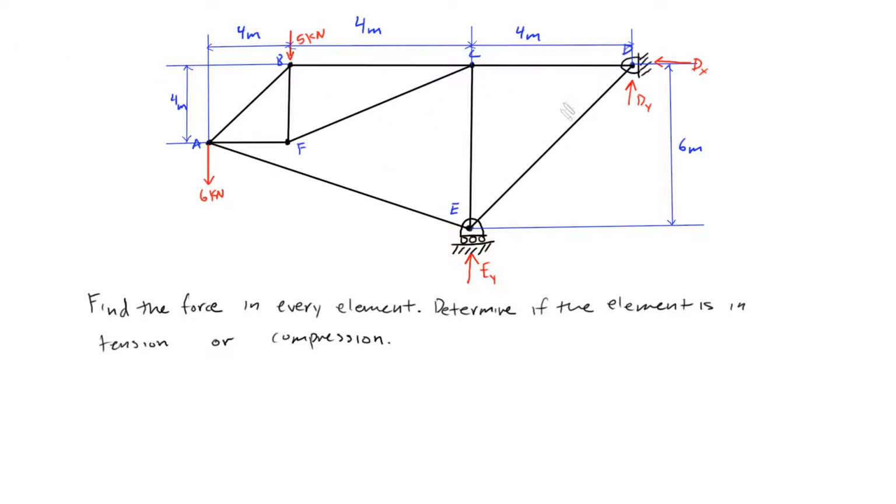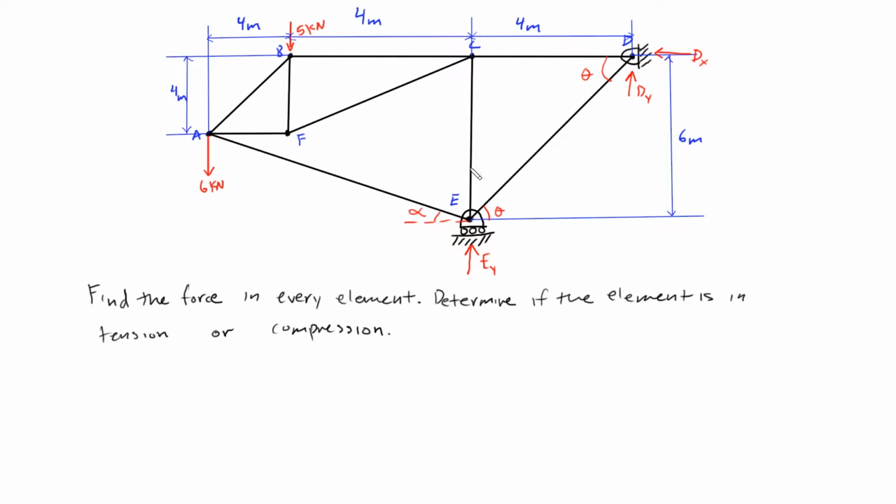And also we're going to define these angles. So we're going to say this is theta, and this is going to be theta as well, and this right here is going to be alpha. And I know this diagram is not drawn to scale because this 4 meters doesn't look like this 4 meters, but just assume they're the same. So let's define these angles real quick.